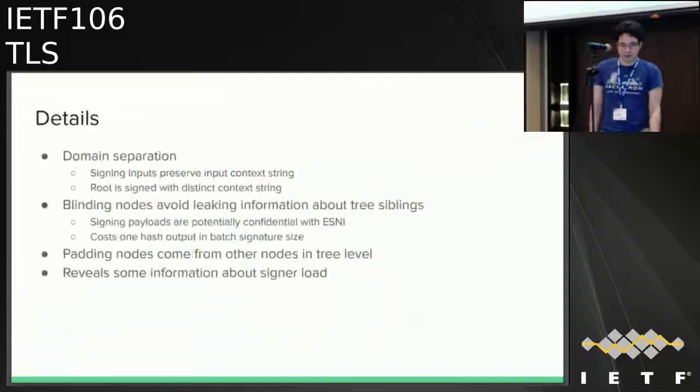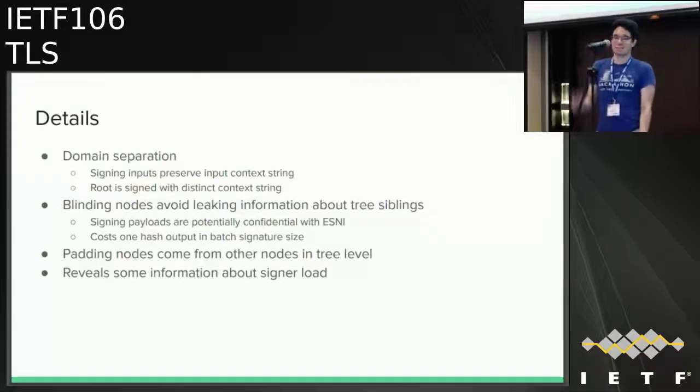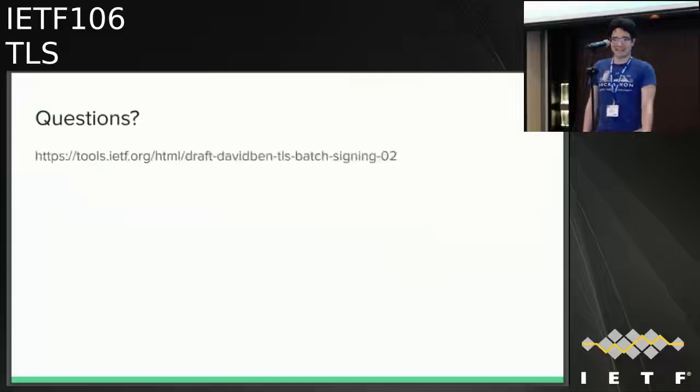What else do we have? At some point, you need to pad if it's not a power of 2, so just copy from other nodes in the tree levels, and then some information is revealed about signing loads. There are details on this slide. They're not super important. And there's a draft. Are there questions?